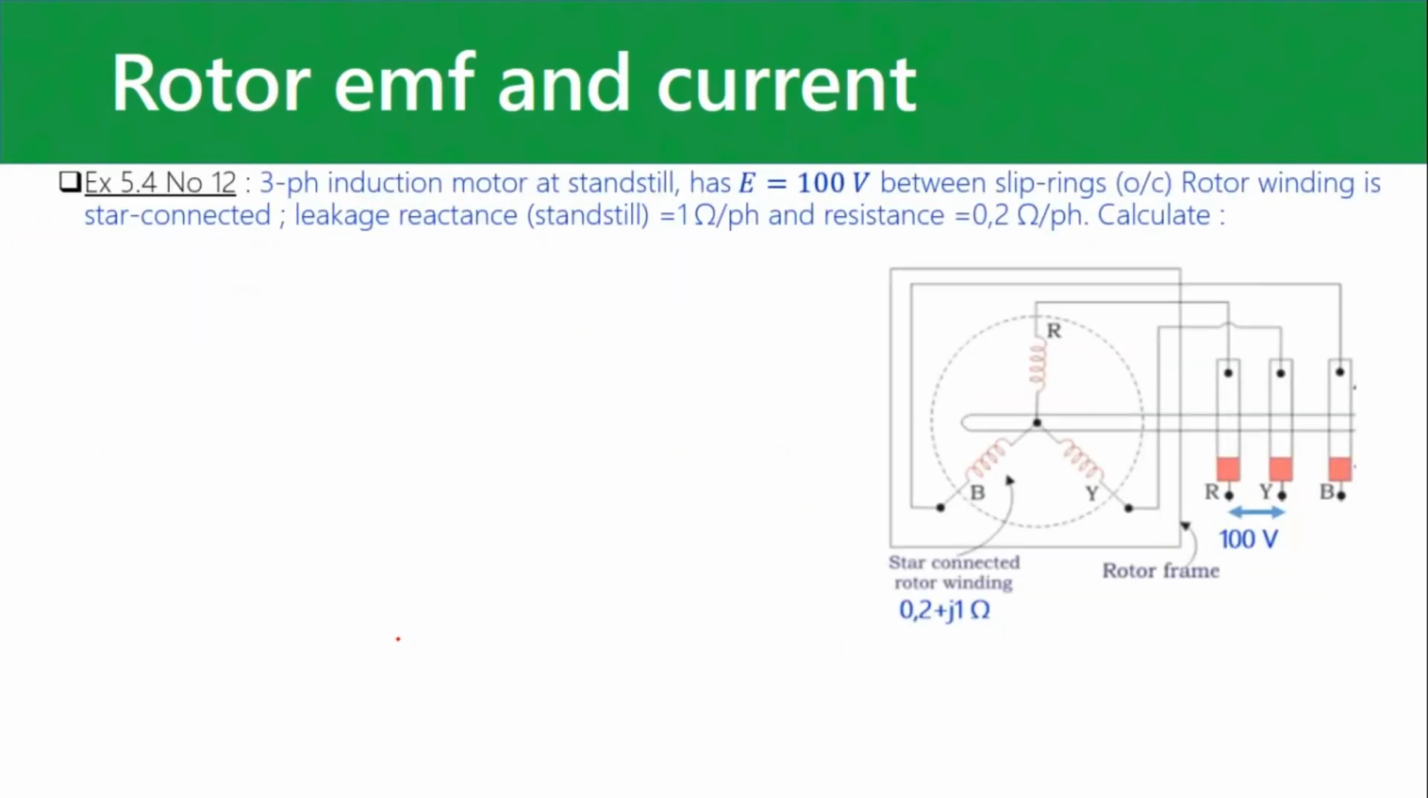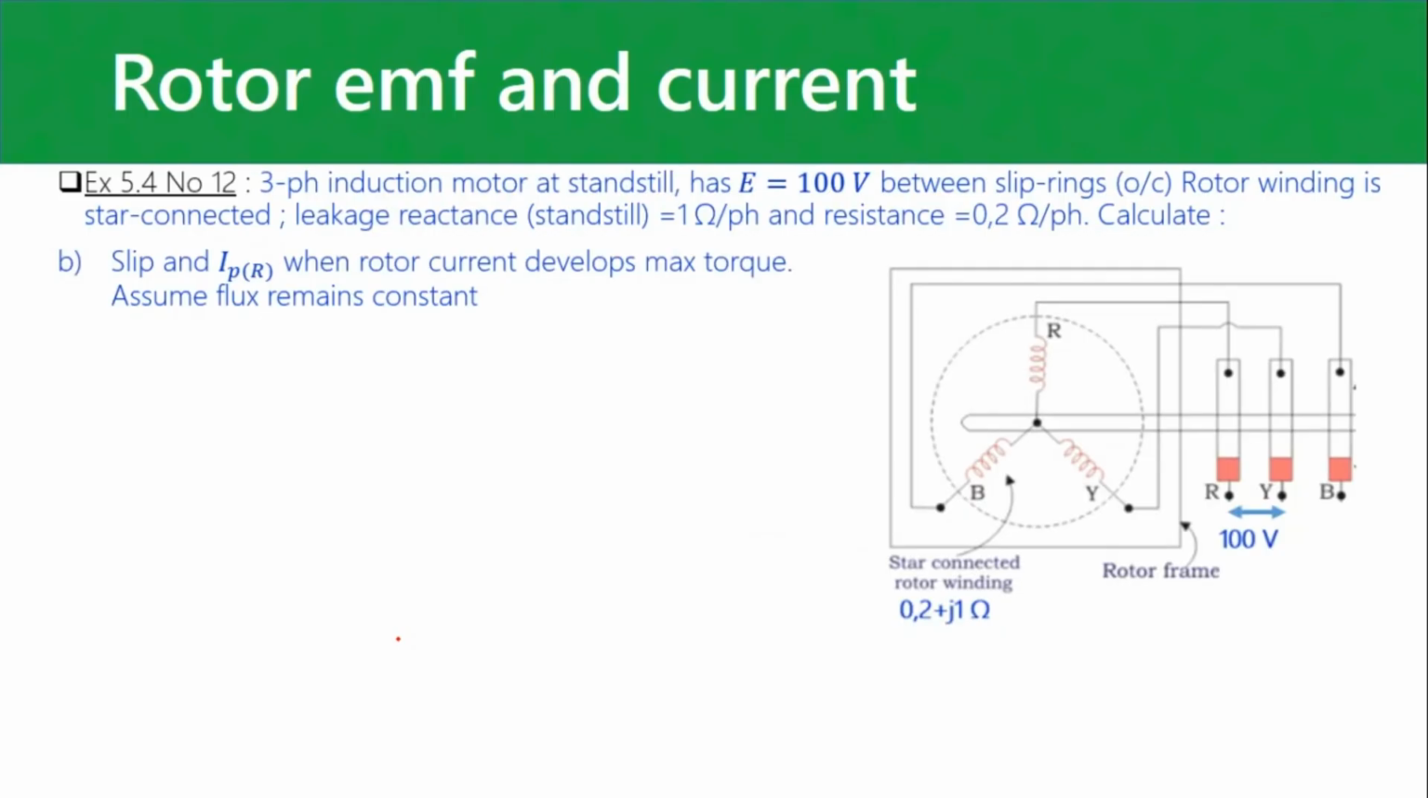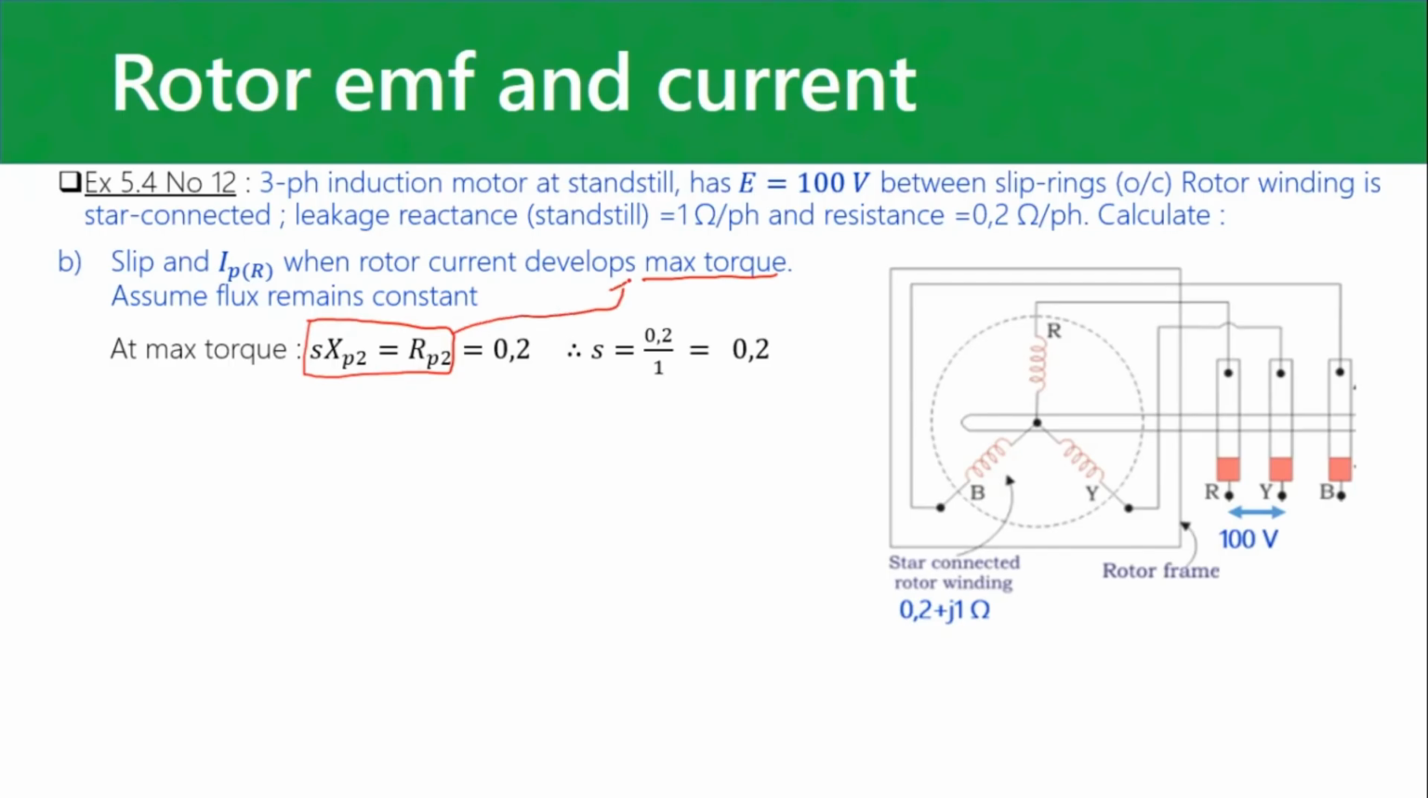Then, okay, now the slip and IP2R, we have to do the same, but now we're going to work out the slip and the IP2R when the rotor develops maximum torque. Now, the maximum torque condition is when S times XP2 equals RP2. That is your max torque condition. So how do we get that? We rearrange this thing. So S equals RP2 over XP2, which is 0.2 over 1 equals 0.2.